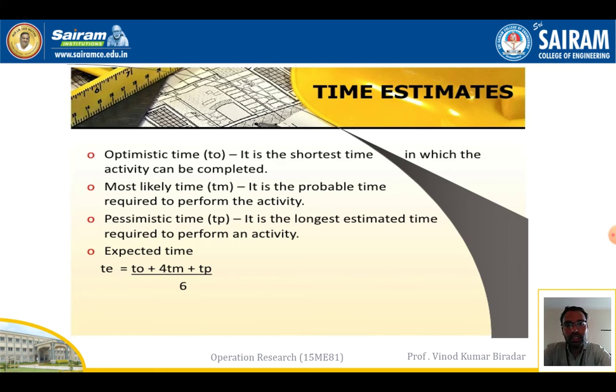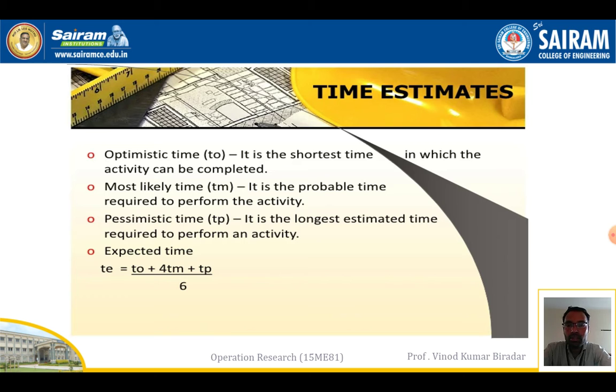To solve any critical path type of problem, we have to consider three different types of times. The first is optimistic time, called TO. It is the shortest time in which the activity can be completed, that is, the minimum time required to complete the project. Then most likely time, denoted by TM. It is the probable time required to perform the activity. We know the time but it is not fixed or approximate.